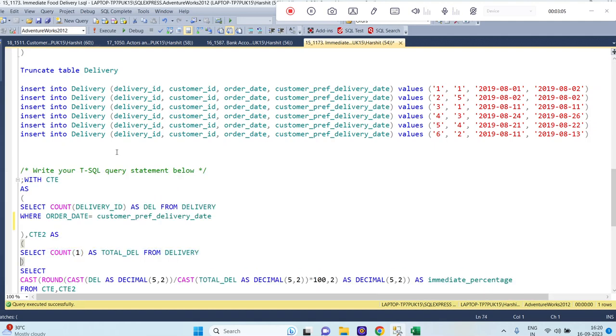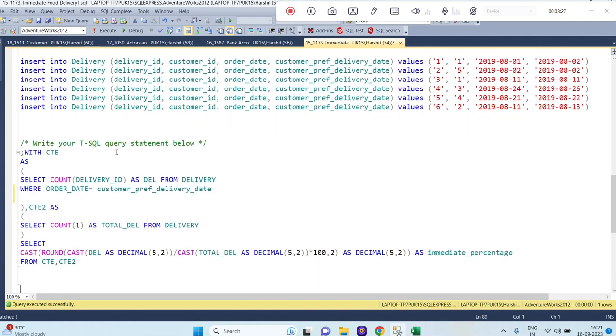Now we need to create two different counts. One count is to count the number of deliveries where order date and customer preferred delivery date are the same. So that will be one count, and the other count is for the total number of delivery IDs in the entire delivery table. Now we need to divide this first count value by the second count value, and then we have done it.